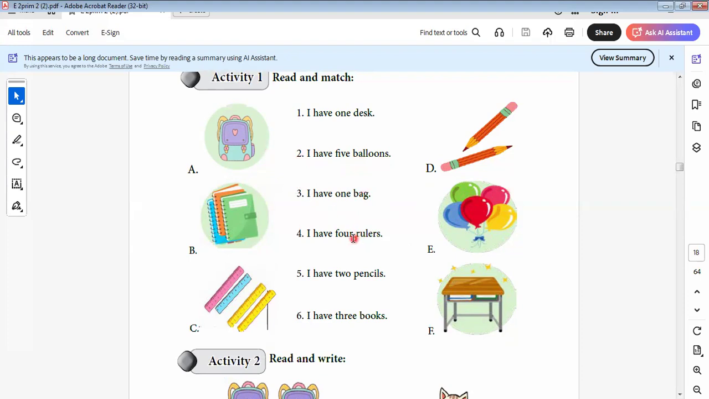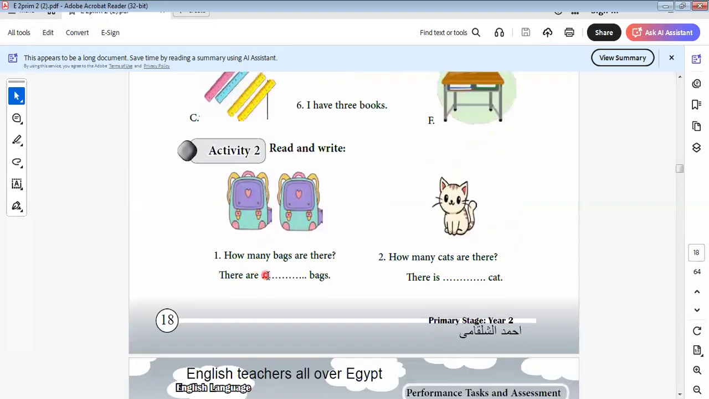This one. I have 4 rulers: 1, 2, 3, 4. So this one by this one. I have 2 pencils. This one by this one. I have 3 books. This one by this one. Let's go to another one.